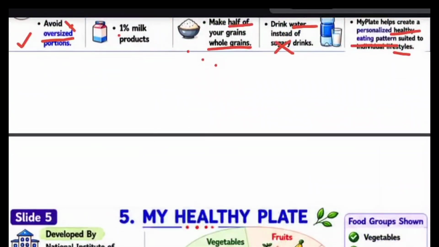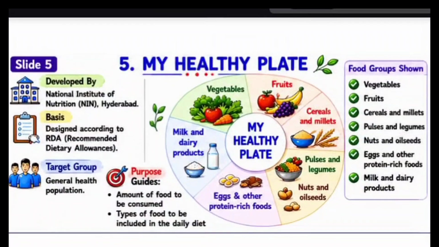Now, let us discuss another important nutrition model, My Healthy Plate. This concept was developed by the National Institute of Nutrition, Hyderabad. It is designed according to the recommended dietary allowances, commonly called RDA. The purpose of My Healthy Plate is to guide people regarding the amount of food to be consumed and the types of foods that should be included in the diet.